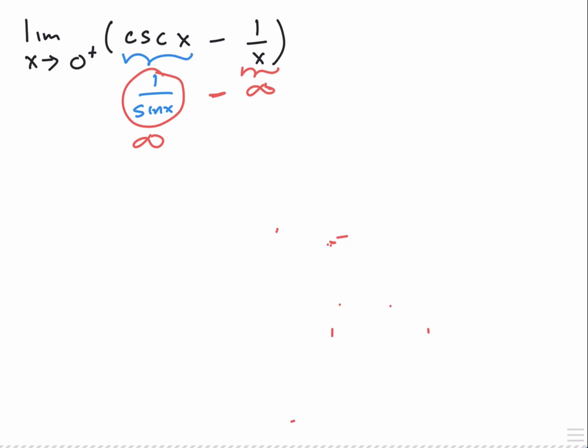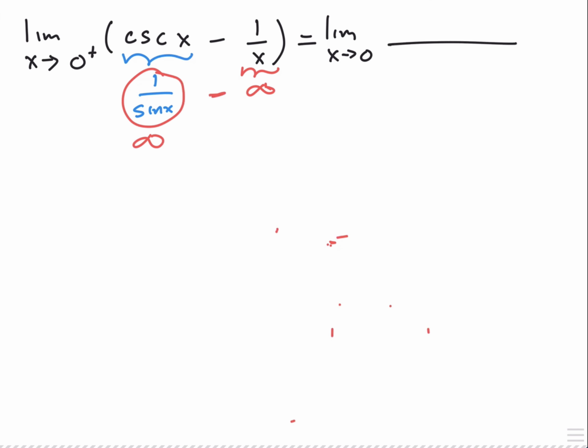So combining them is the logical step. Okay, so let's do that. If I combine them into one, what's my common denominator? Sine x times x. Well, you kind of have the option. You have to decide, though. Do you want to use 1 over sine x, or do you want to use cosecant x? What would you prefer? It's just preference. Thinking ahead, you're going to have to get its derivative, right?